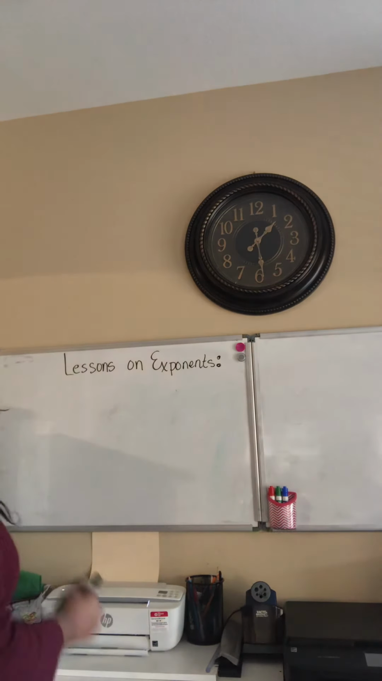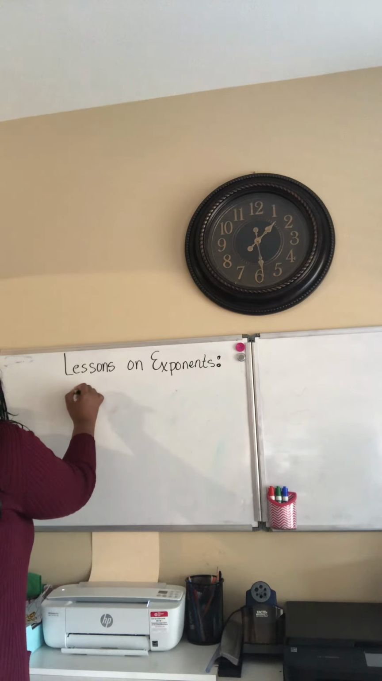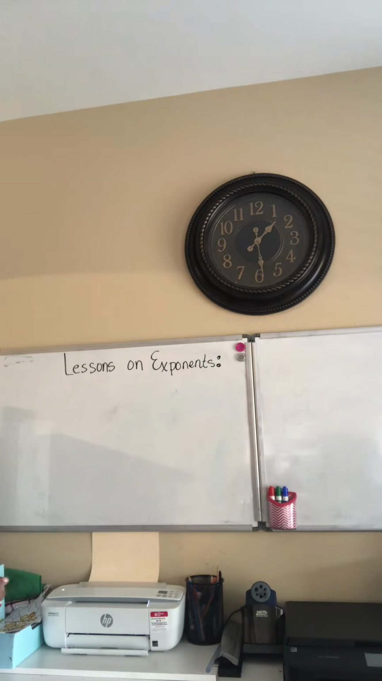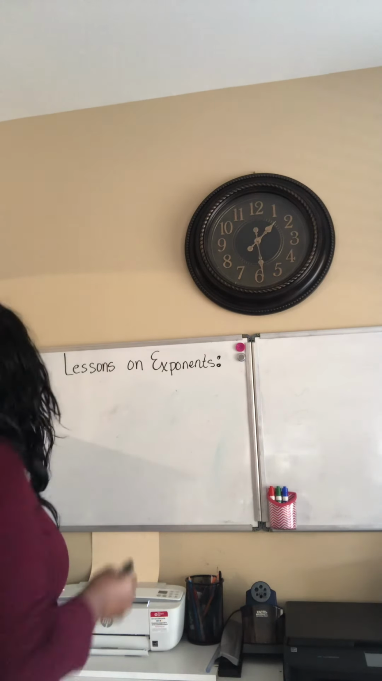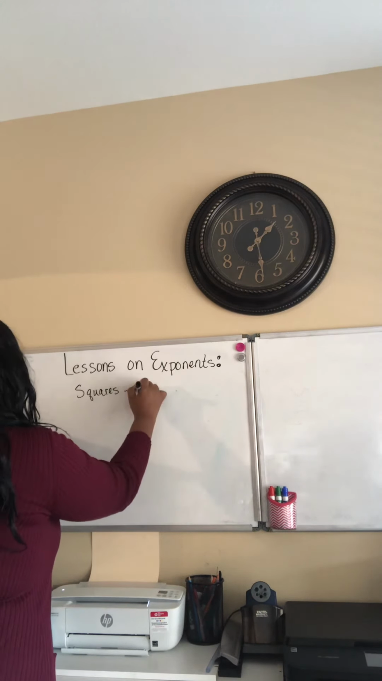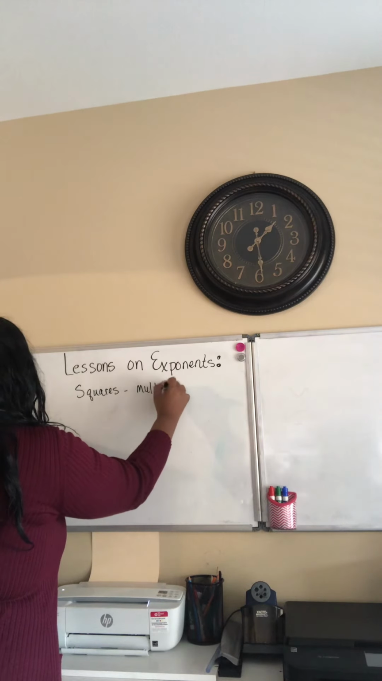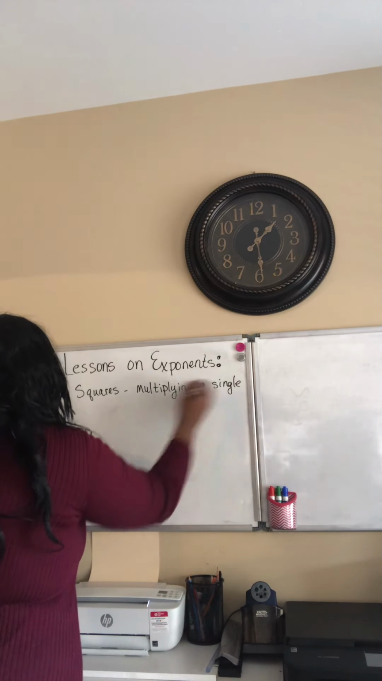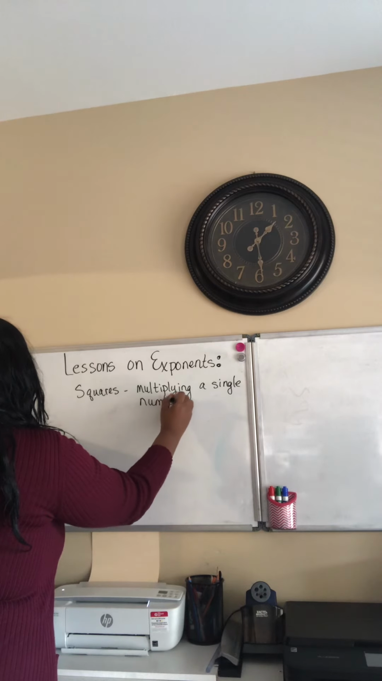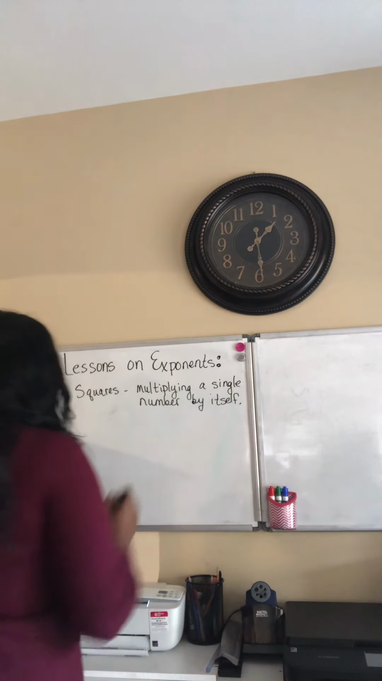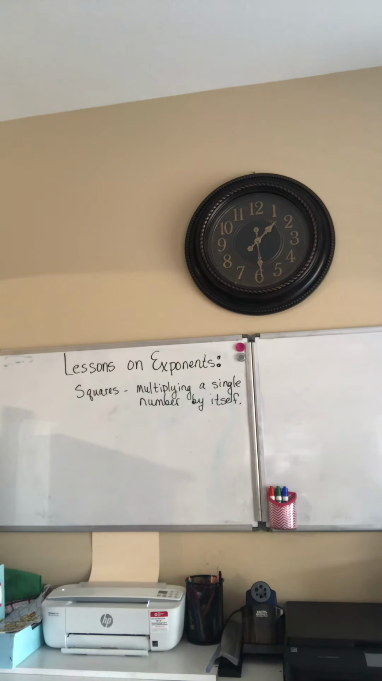Okay, here we go. So we have lessons on exponents. Most of you have learned your multiplication tables. The first thing that I like to teach students about is something called squares. Squares is the concept of multiplying a single number by itself. So you've actually learned these already if you know your multiplication tables. They just probably weren't explained as if they were squares. So let's look at a few of them real quick.